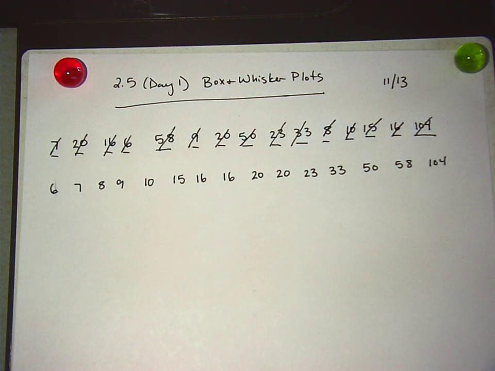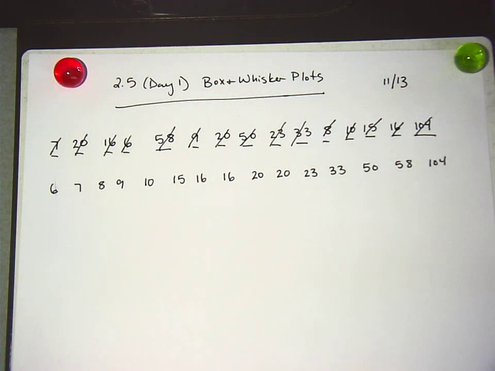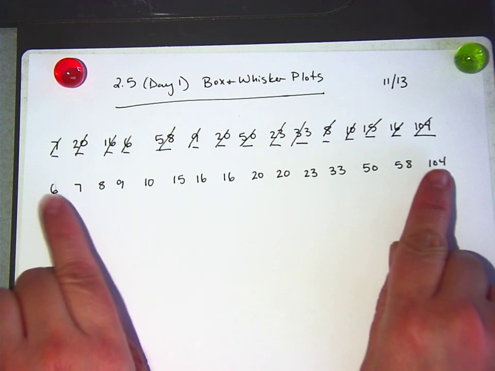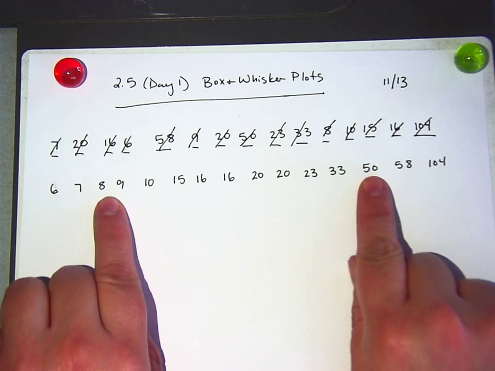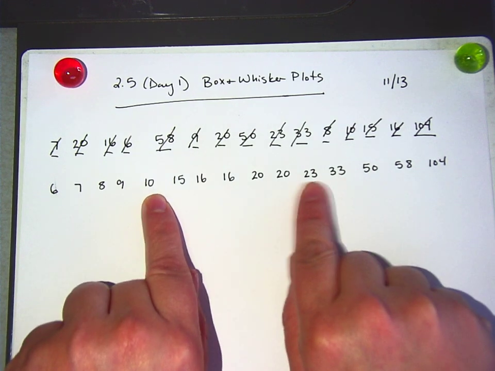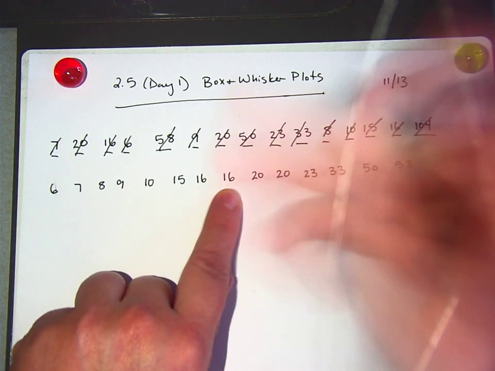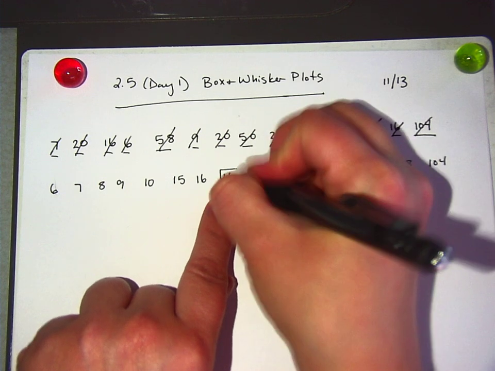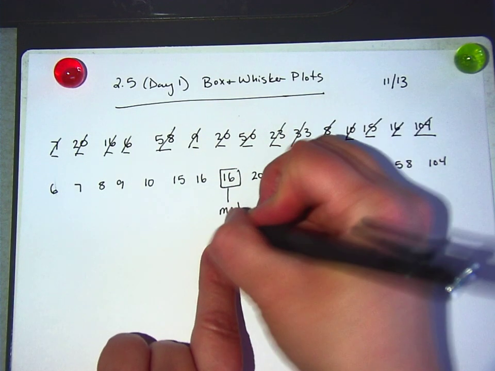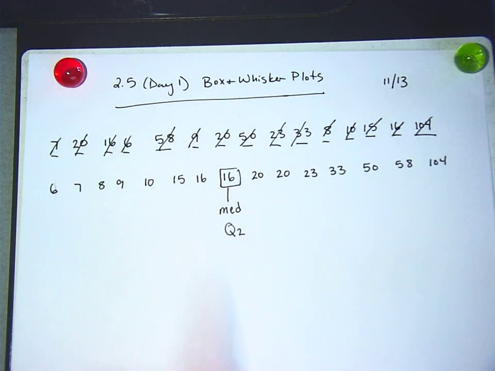So next thing I'm going to do is split the data in half. So just like a median, we're going to count from the edges. 1, 2, 3, use your fingers. 4, 5, 6, 7, 8. So right here is our median. This is also known as the second quartile, or Q2.